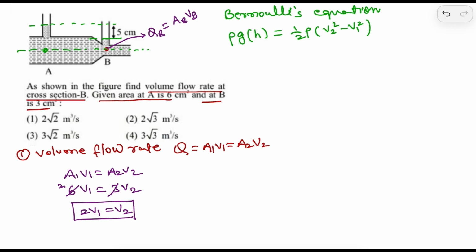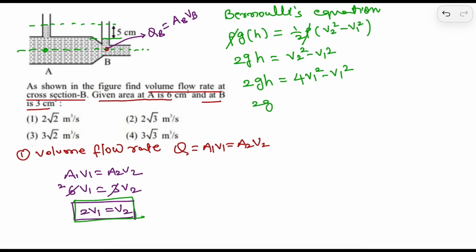So now I can write this here. Rho and rho cancel. So g h is equal to, that is 2 g h is equal to v2 square minus v1 square. Here v2 is equal to 2 v1. So now in place of v2 I substitute 2 v1, which means 4 v1 square minus v1 square. So 2 g h is equal to 3 v1 square.